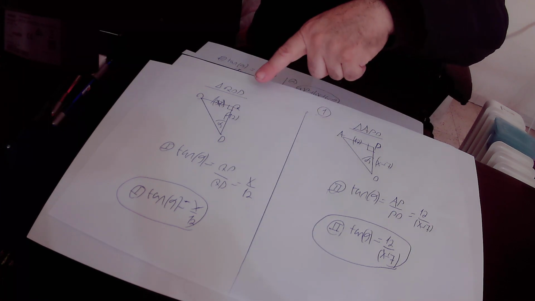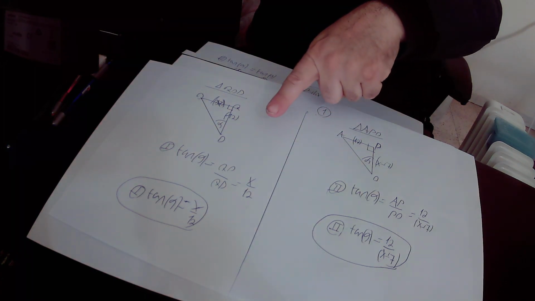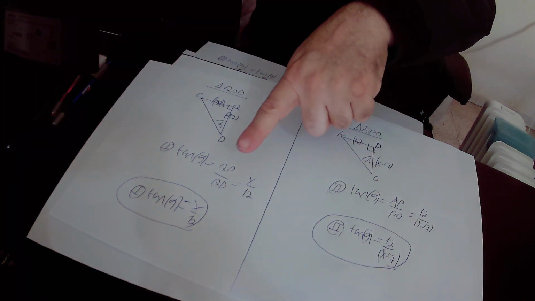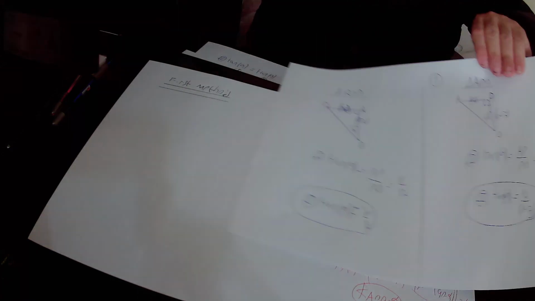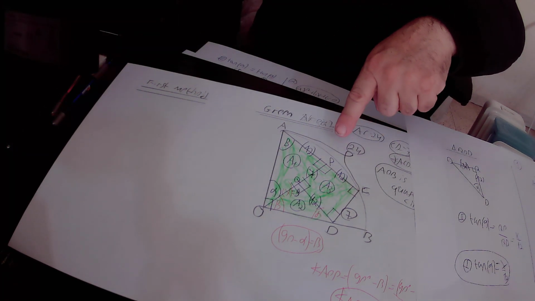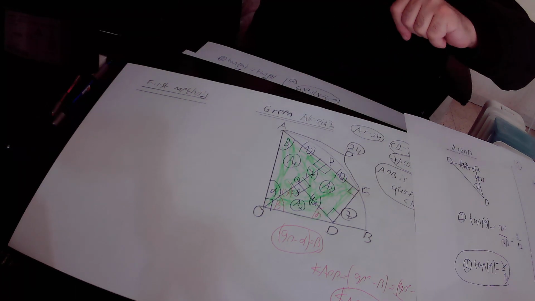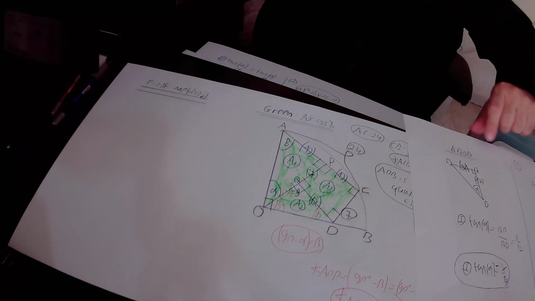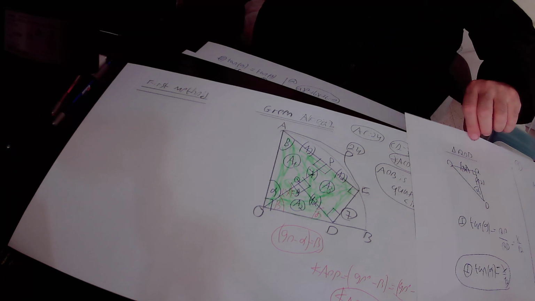OQ equals x and QD equals 12, so in total we finally found that tangent alpha equals x over 12. Then we focus on the right triangle AOP, and copy the right triangle AOP to a new page, and we find the value of tangent alpha in this right triangle also.